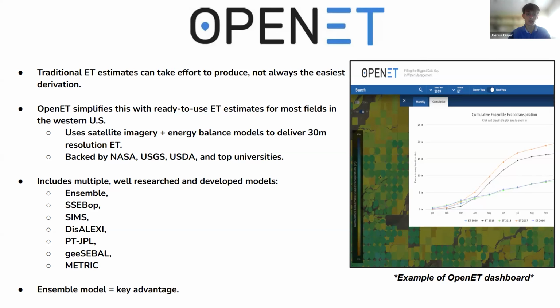Additionally, a key component of this website is its ensemble model. The ensemble model is essentially an average from the other 6 energy balance models. So what that does is help reduce any bias that one of those 6 energy balance models might produce, so the ensemble model will allow a more accurate representation of the ET value for that field.